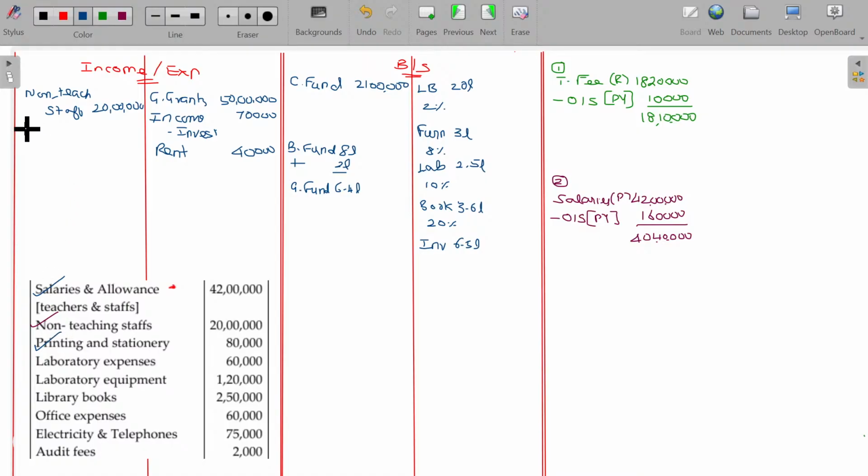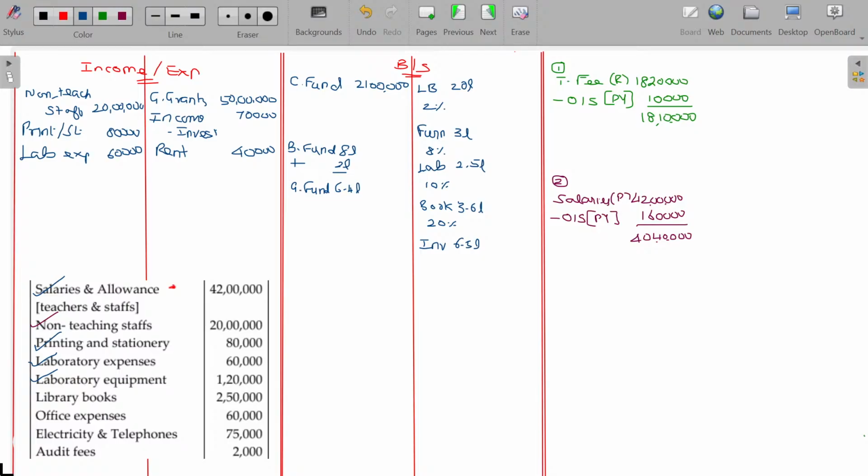Printing and stationery, no information given, only direct information. Printing and stationery may be revenue expenditure, 80,000 rupees. Laboratory expenses, lab expenses, revenue expenditure, the value being 60,000.